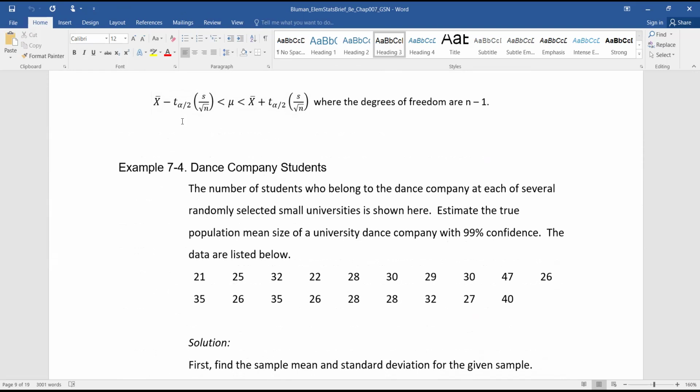Once you learn both of these, they'll be interchanged throughout the homework and the tests, so you need to know when to use them. And again, the degree of freedom is n minus 1. So let's do an example.